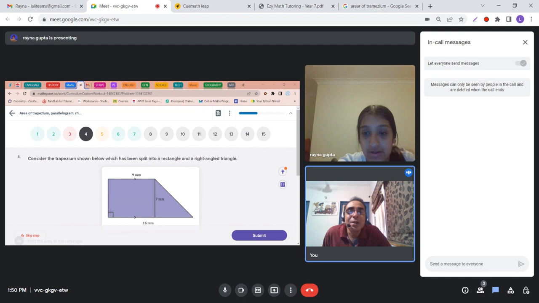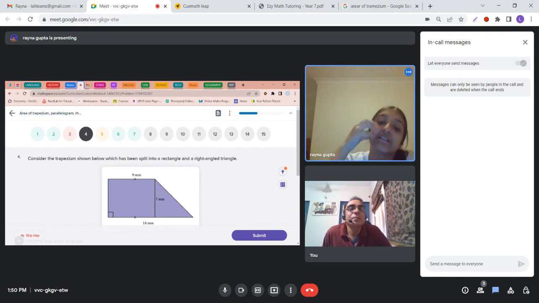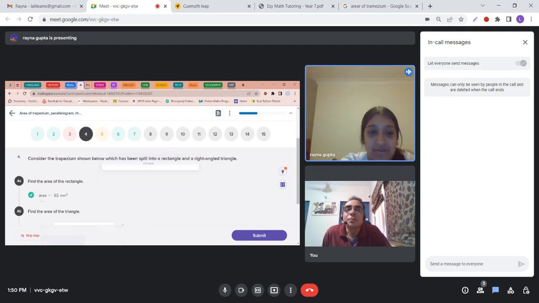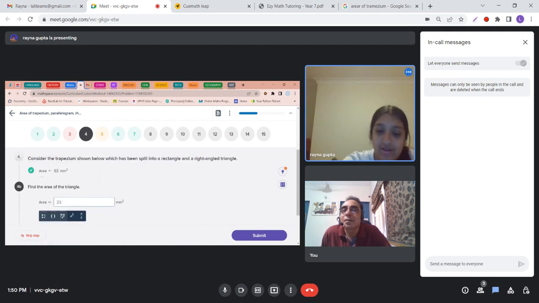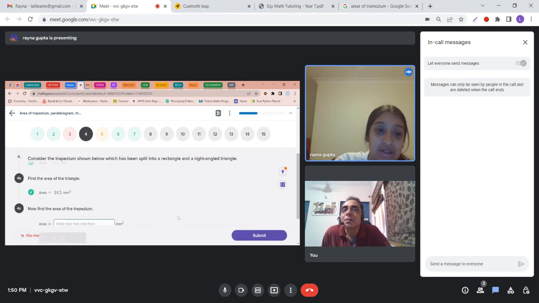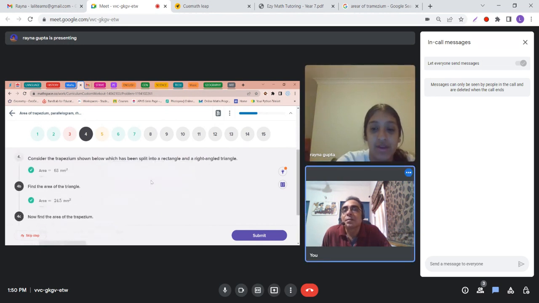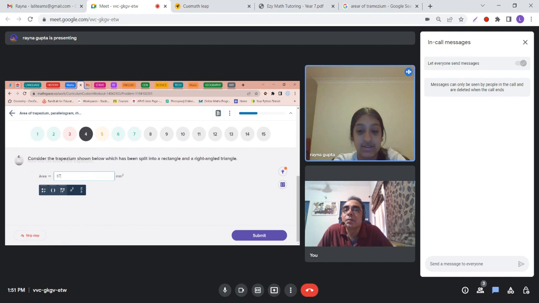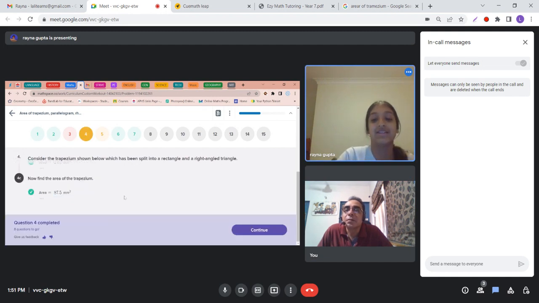How do you get the base? How do you get the base? I know how to just write down 3.5, and this would be 7, and then you do this times 7, 24.5. To find the area of the trapezium, add the two together, yeah. Because nothing is overlapping, so only add it. 87. Correct. Okay.